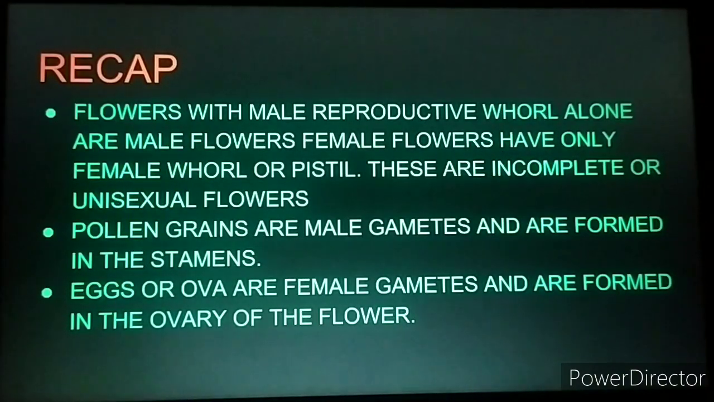Then we have discussed pollen grains, that pollen grains are the male gametes and they are formed in the stamens. Eggs or ova are the female gametes and they are formed in the ovary. With this, we end today's session.